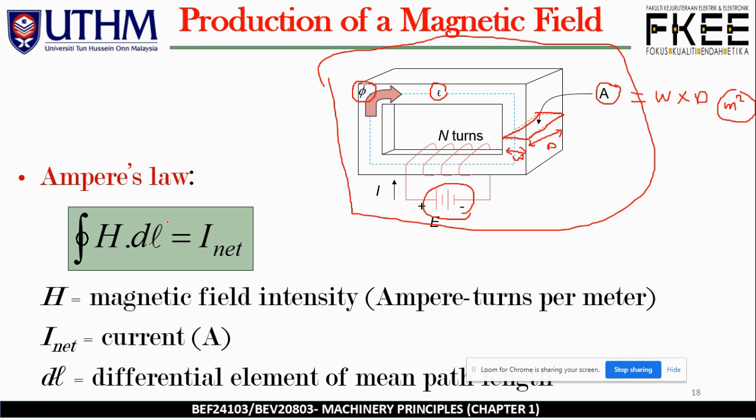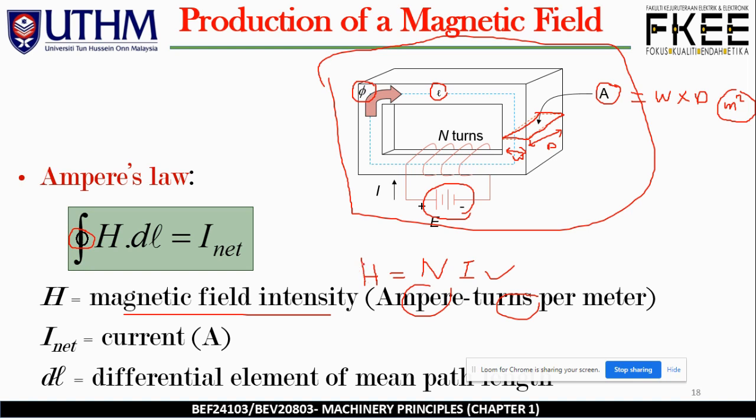And then what about Ampere's Law? According to this equation, we have the closed loop integral of H dl that gives I net. H is the magnetic field intensity, so the unit is ampere turns per meter, or we can simply write H equals Ni. According to the units, you can immediately understand the equation. This is ampere, this is turns per meter, which is N and I.